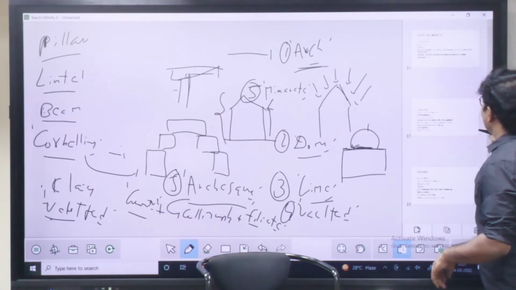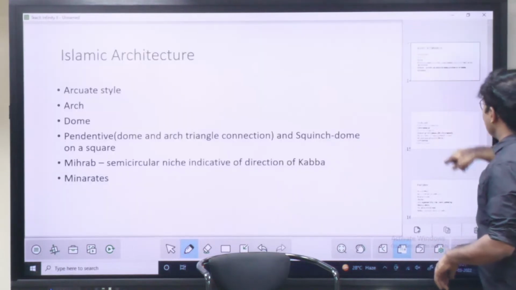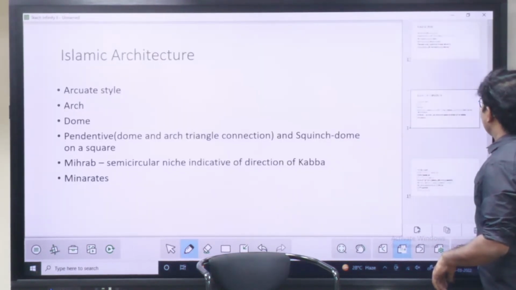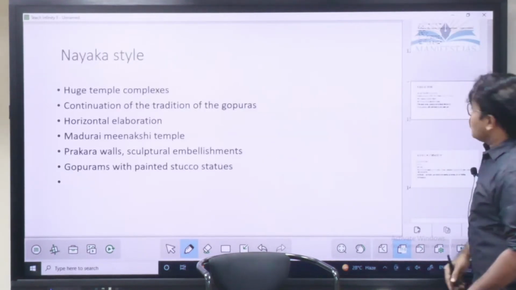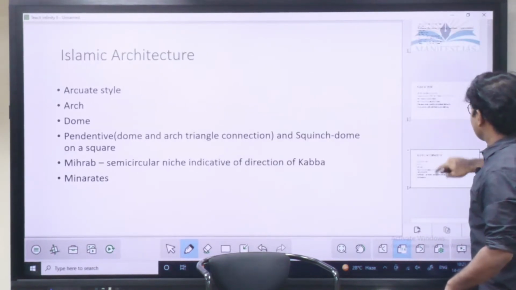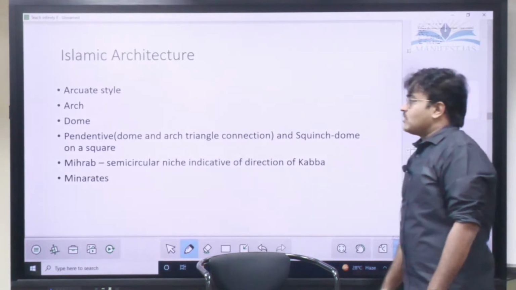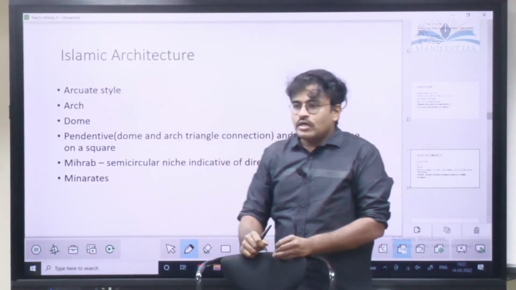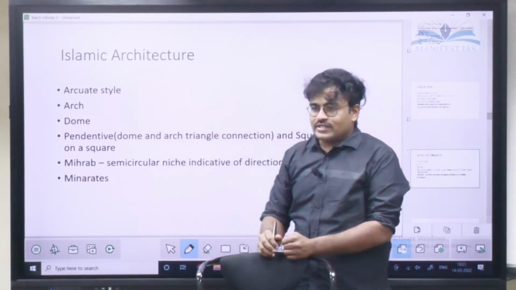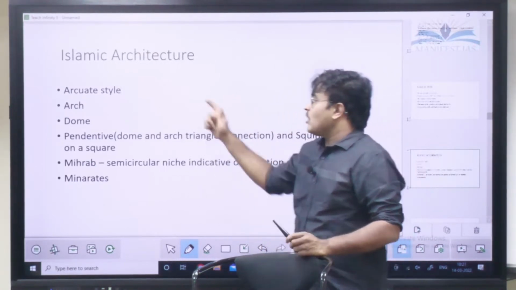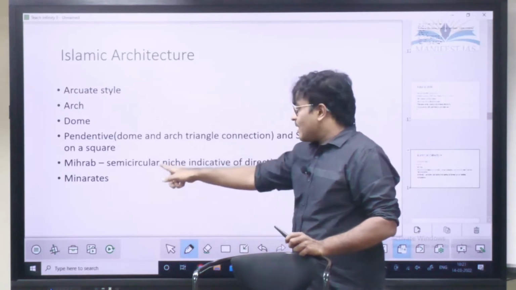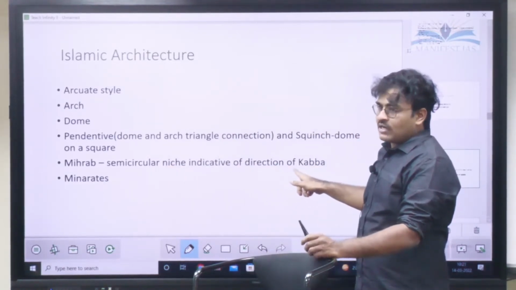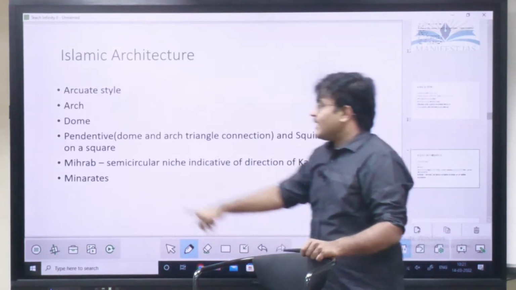I think I've shown this. I have discussed some of these things already, but let's take some time to recap. Islamic architectural style is also known as arcuate style. Tick mark the things that I am talking about. It is based on arch and dome. Mihrab is the semicircular niche indicative of the direction of Kaaba. Kaaba is in Makkah.